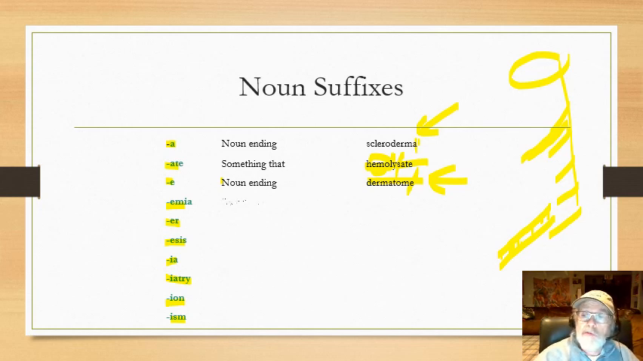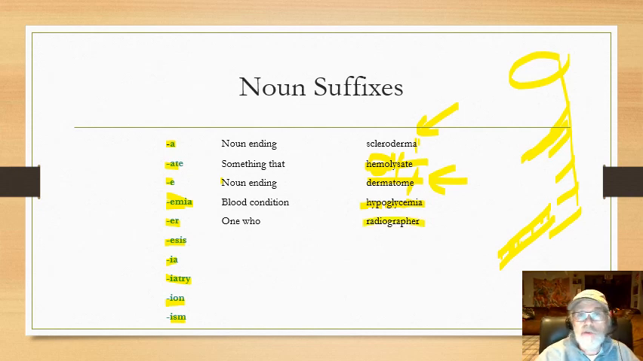Emia, we had this one before. Emia is basically a blood condition. So if you see emia at the end of a word, hypoglycemia, again, this is one we had in the rules. Emia, blood condition, low sugar, blood, low sugar, piece of cake. ER, one who, a radiographer is one who takes x-rays or radiographs, okay? Esis, a condition. Diuresis is a condition of getting rid of urine, okay?